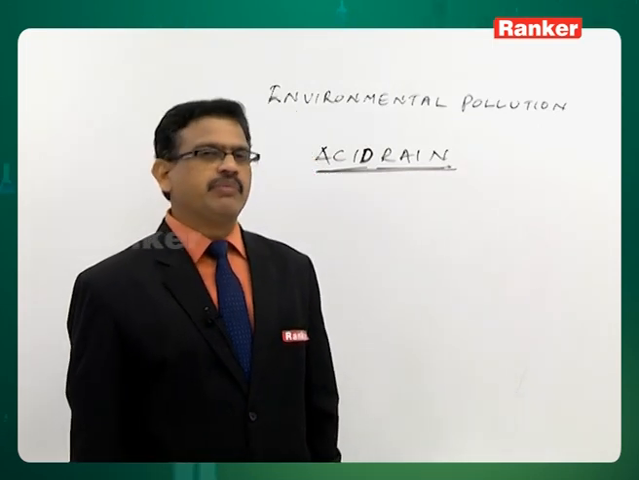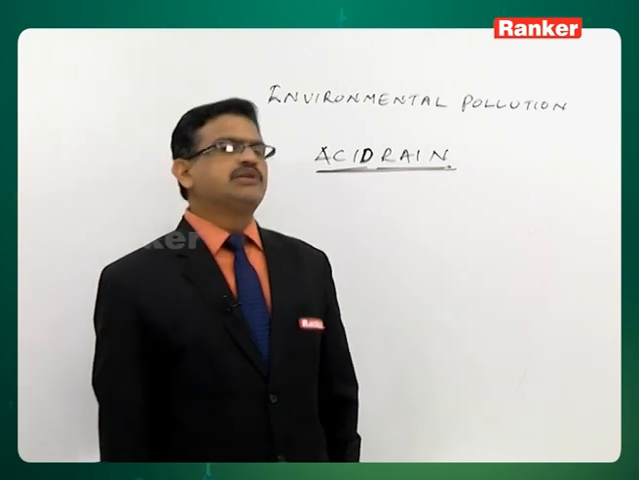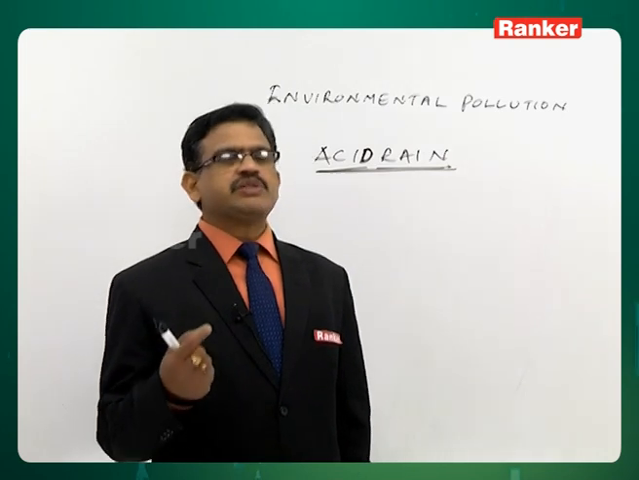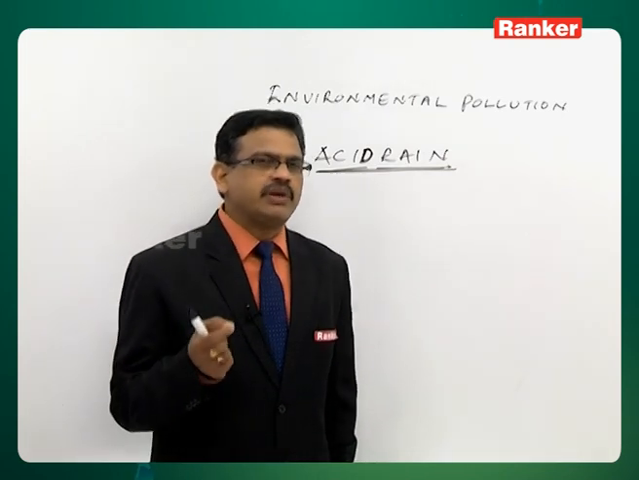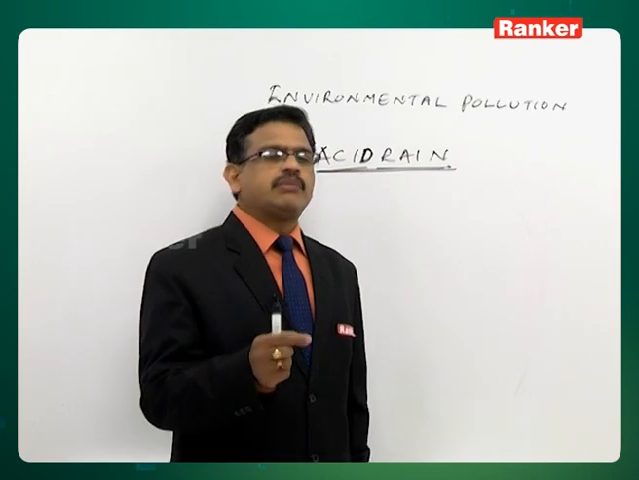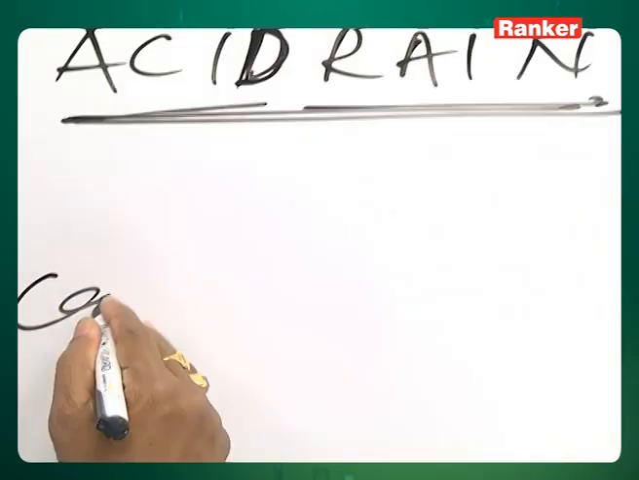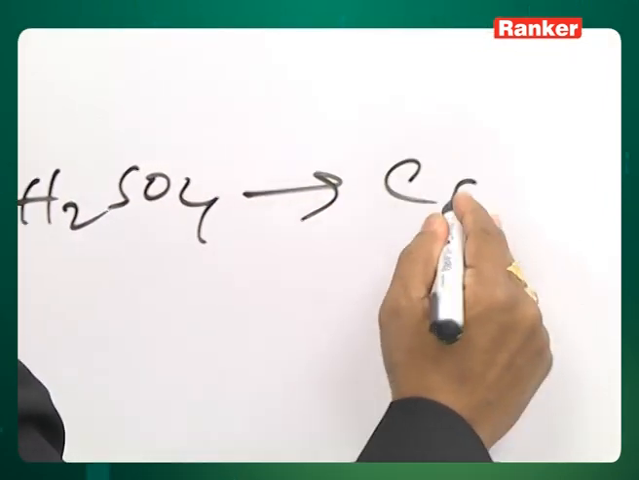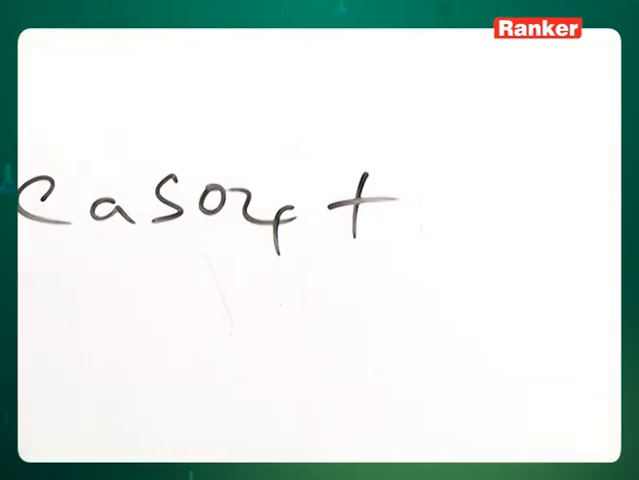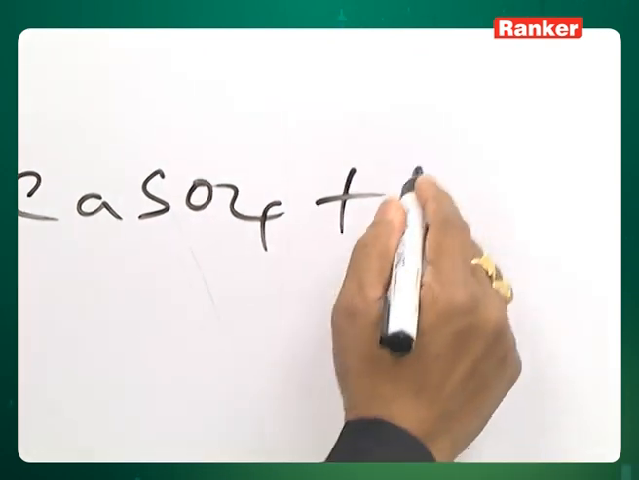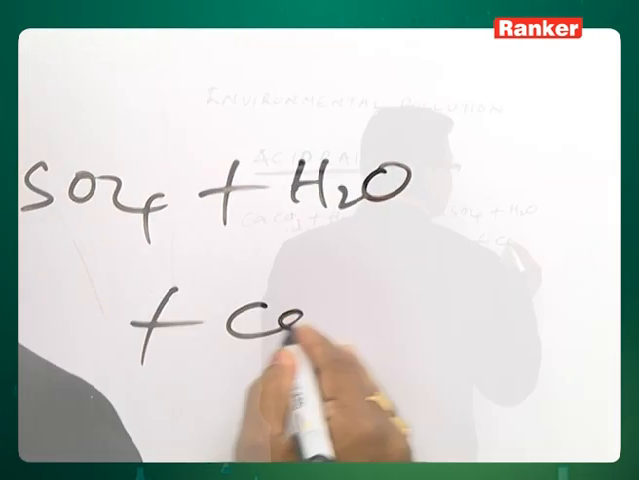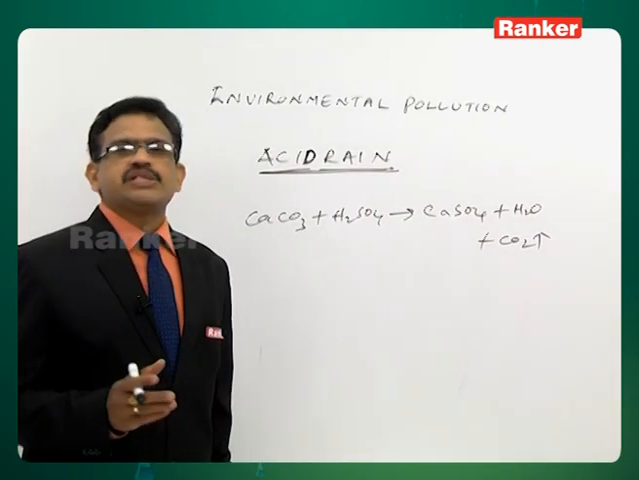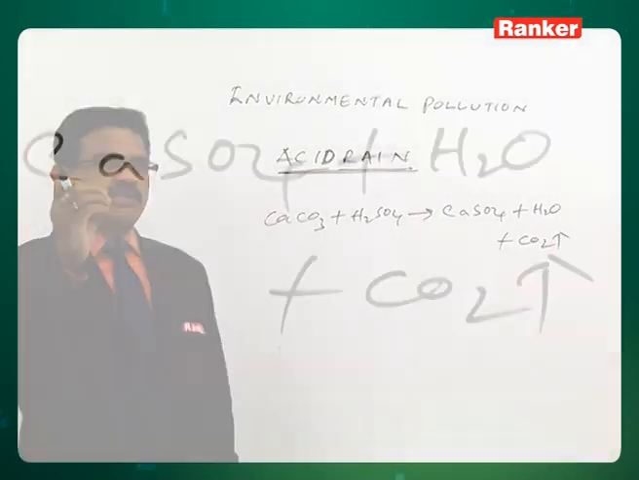The best example for remembering acid rain is that the beauty of the Taj Mahal is decreasing day by day, because when acid rain falls on the marble structure of the Taj Mahal, marble is nothing but calcium carbonate. Calcium carbonate, when it combines with sulfuric acid, forms calcium sulfate, H2O and CO2.